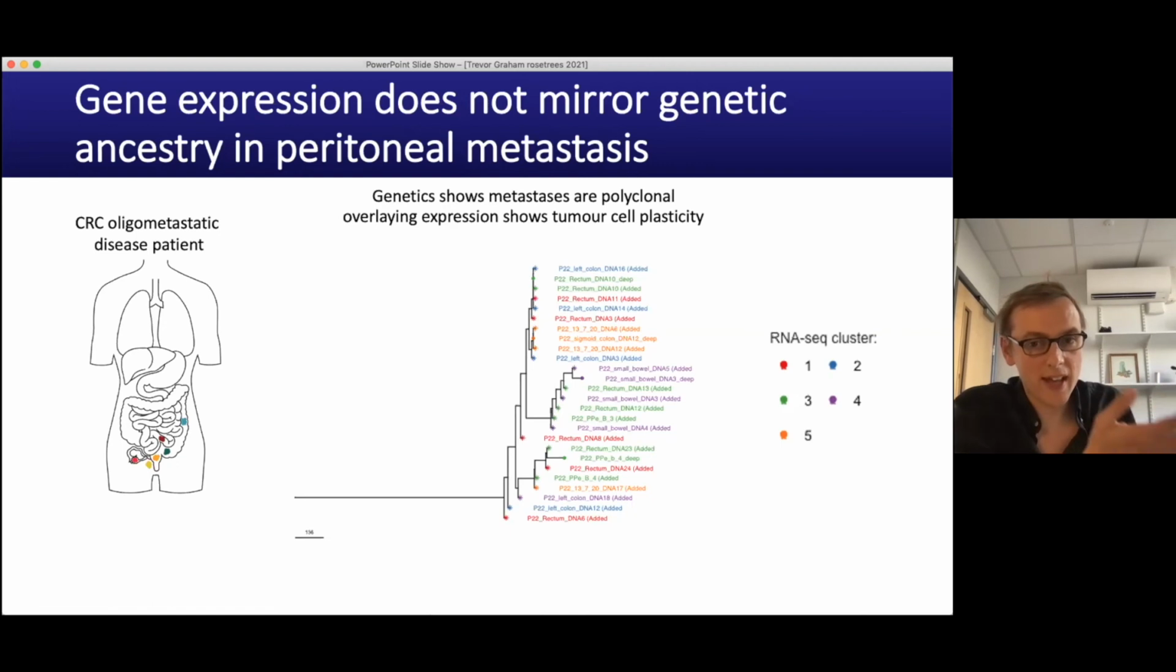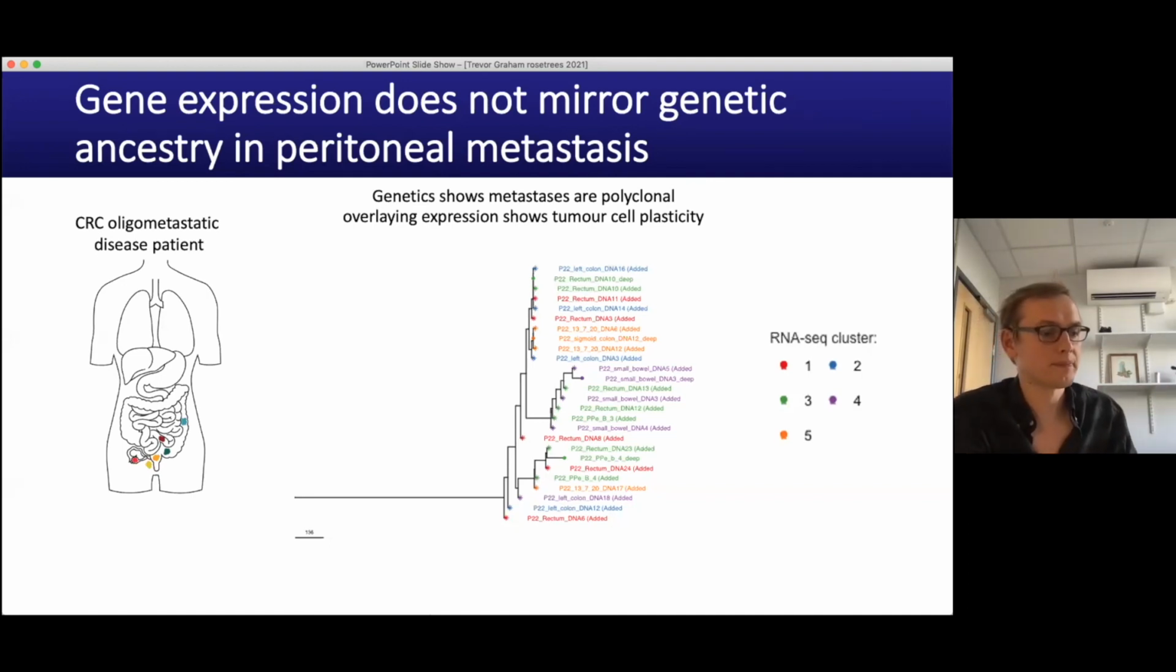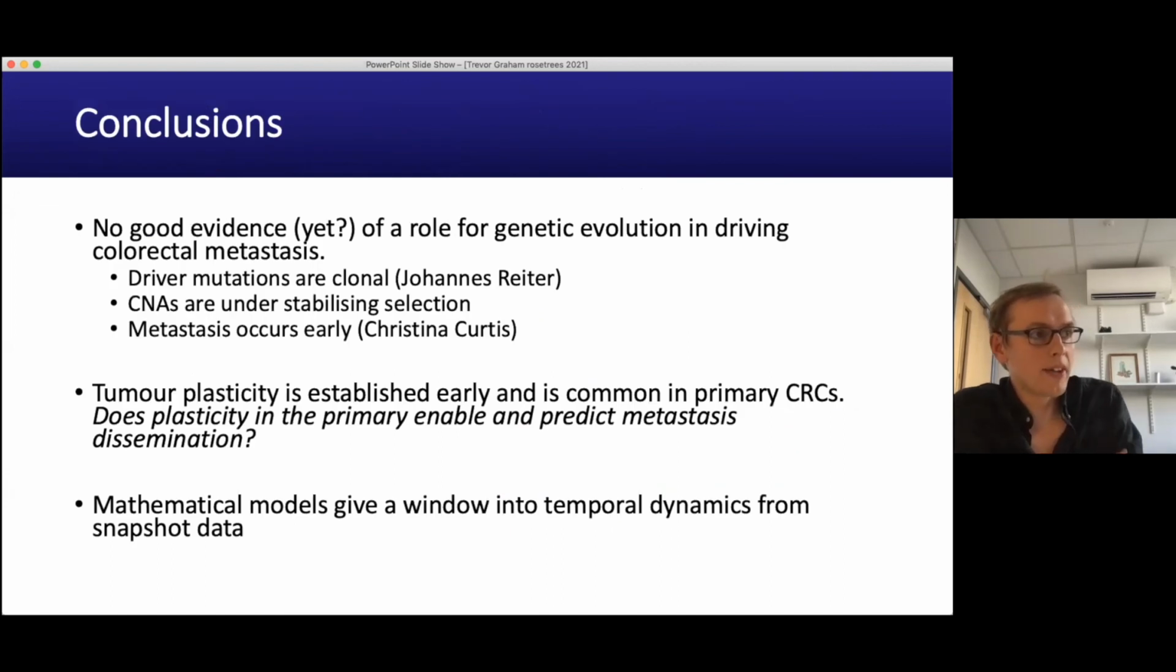So I think this again is indicative of plasticity. We're not seeing clonal selection here of a particular phenotype. We're seeing the phenotype changing all the time, irrespective of the underlying clonal evolution that's going on. There isn't clonal selection. It looks like plasticity here. So I'll stop there. So I don't think there's any surprisingly good evidence for genetic evolution in driving colorectal metastasis.